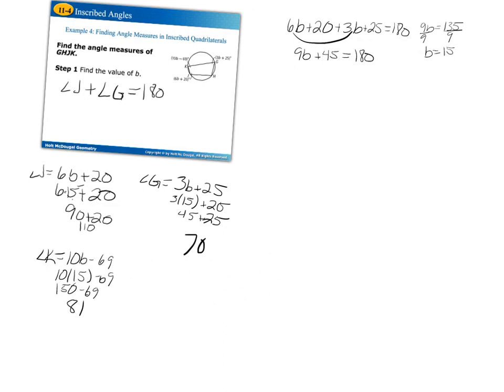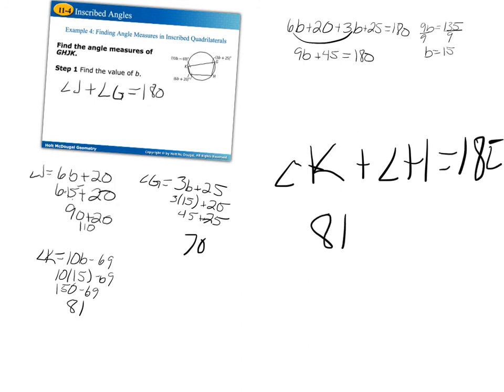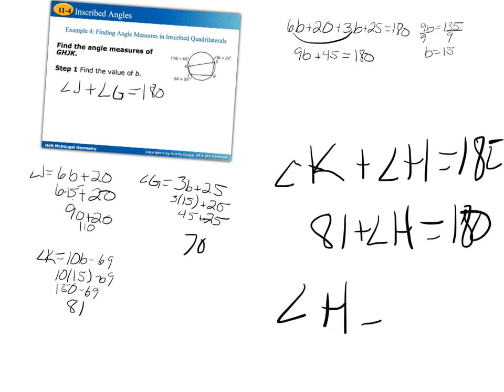Now I have to find angle H. Well, I don't know an equation for angle H, but I do know that these four angles all have to add up to 360. I also know that K and H have to add up to 180 because they're opposite in the circle. So K plus H equals 180. I just put in the 81. Angle H equals 99.